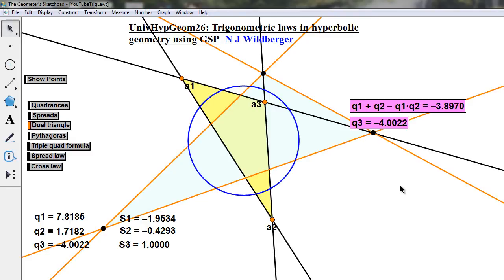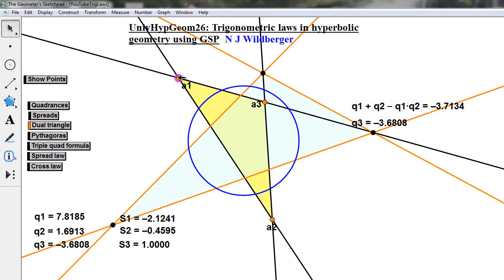So Pythagoras' theorem is the relation between the quadrance Q3, which in this case is the opposite quadrance here, and this quantity Q1 plus Q2 minus Q1 times Q2. Q1 is the quadrance here, Q2 is the quadrance here, and here is this combination Q1 plus Q2 minus Q1 times Q2, which equals minus 3.8970. Now, if our point was situated so that this line was going exactly through here, then we could expect these two to be exactly the same.